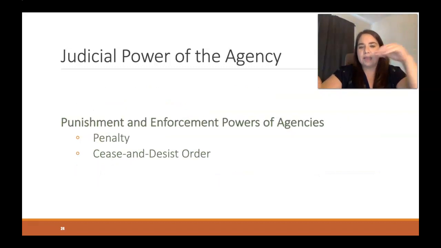So once it makes that decision, the agency can then enforce and punish the violator, right? So they can give it a monetary penalty. In civil cases, it's only a monetary penalty, or they can do what's called a cease and desist order, where they have to stop the behavior that's violating the law.